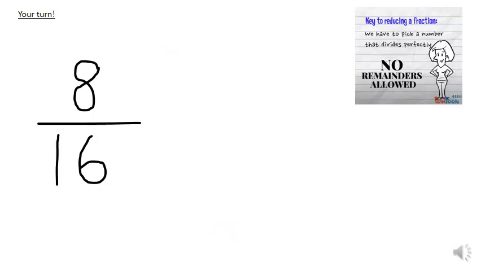Okay, now it's your turn. I'd like you to reduce the fraction on the board. Okay, so we've got to pick a number that divides perfectly because there can be no remainders allowed. So what numbers do you know that both 8 and 16 are in its times table? Okay, so pause the video there and have a go at that question.